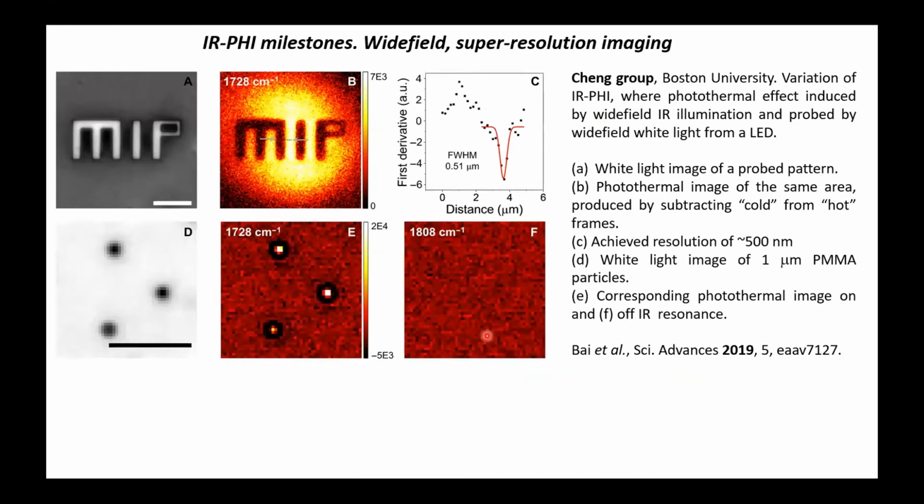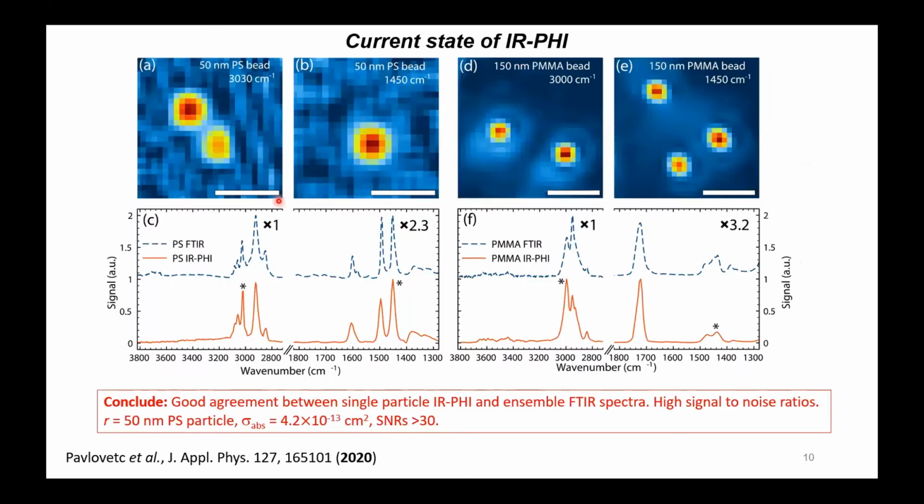Just again to keep you up to date with the technology, if you were here last week, you remember Professor Cheng's talk, that they are also now introducing this wide field geometry to get around raster scanning of images, which basically hinders the speed of the technique. This is just an example of a wide field illumination pattern, showing that you can detect this photothermal signal using a wide field geometry. So, let's come back to us, and this is the current state of IR-PHI in our lab.